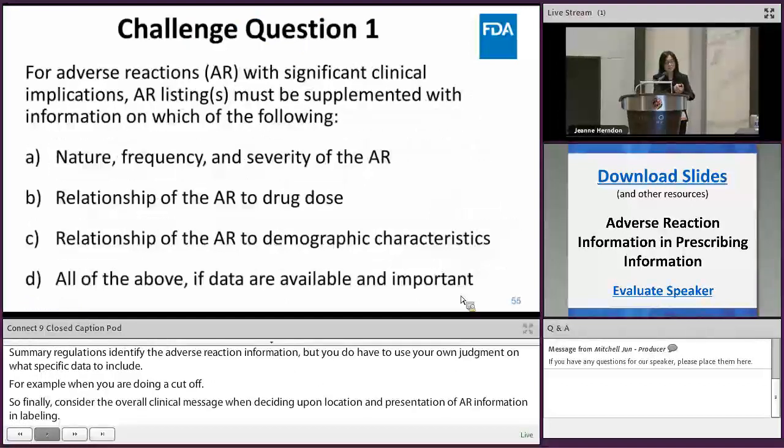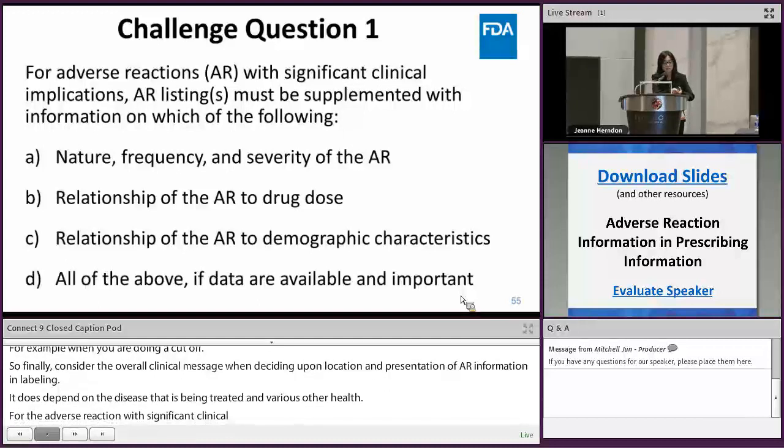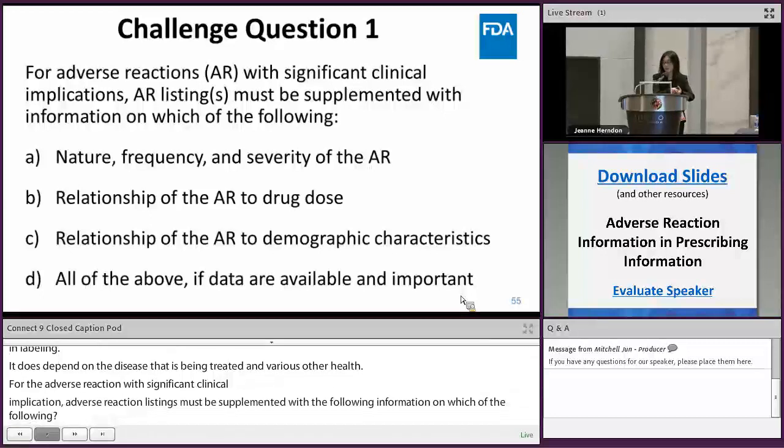Okay, so the challenge question is: for adverse reactions with significant clinical implications, adverse reaction listings must be supplemented with information on which of the following? A, nature, frequency, and severity of the adverse reaction. B, relationship of the adverse reaction to drug dose. C, relationship of the adverse reaction to demographic characteristics. Or D, all of the above if data are available and important. Okay, that's right.